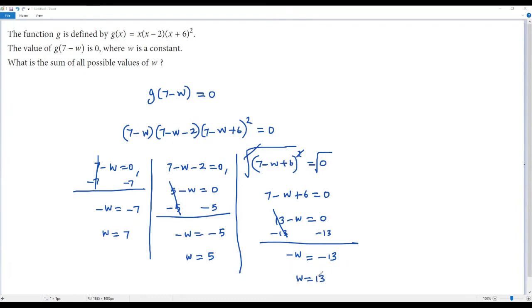Okay, I got three values for w. And the question is we have to find the sum of all possible values of w. So that is we have to add all the three values of w. Okay, let me do it. That is 7 + 5 + 13. So when I add these values, I am getting 25. So the sum of all possible values of w is 25.